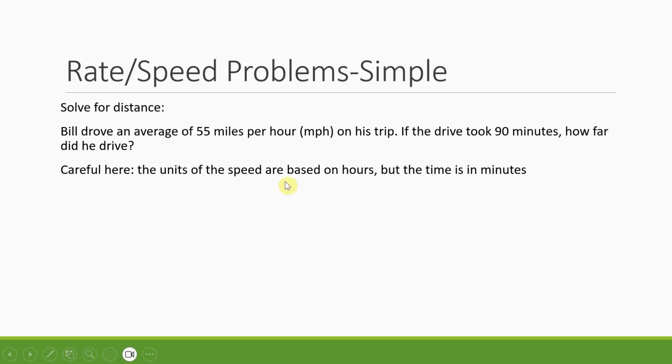The units of the speed, miles per hour, are based on hours. But the time they gave you is in minutes. That's not okay. We're going to have to convert these to match. So let's take those minutes and make them hours. So take the 90 minutes times 1 hour is 60 minutes, so the minutes cancel out, and that gives you 1.5 hours. So that drive took 1.5 hours.